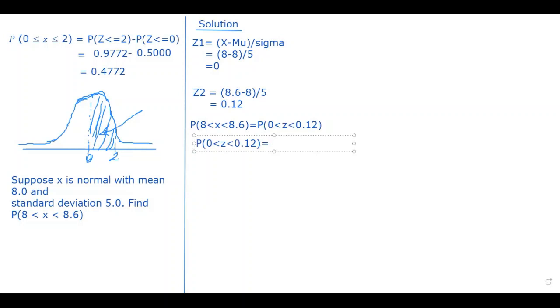So you find, as I told you, probability that Z is less than or equal to the same. You use the same graph. So 0.12, the bigger one, minus probability that Z is less than what? 0.